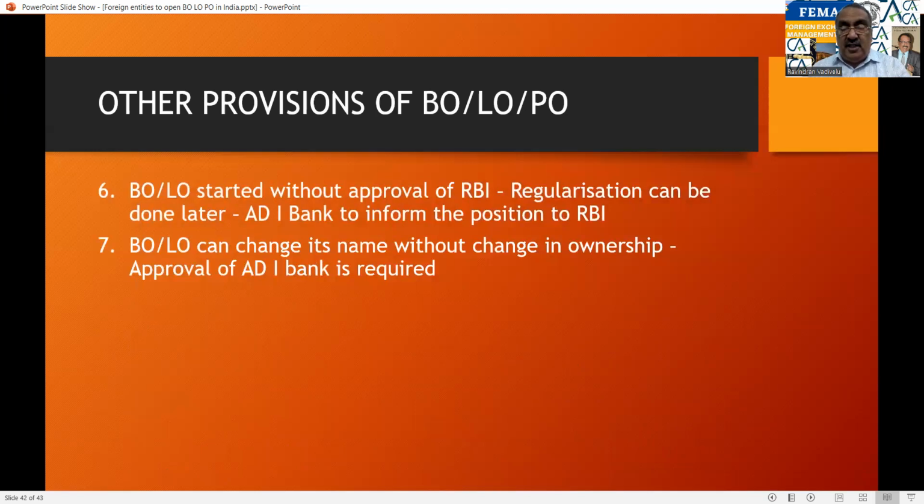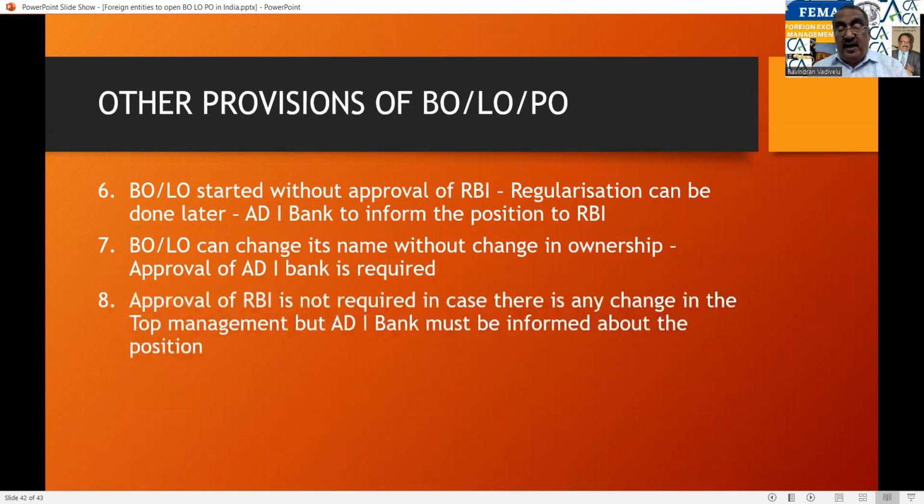And if they want to change the name, yes, it is permitted, but ownership should not be changed. For change of name, the permission or approval of the authorized dealer, AD category 1 bank, is required. RBI approval is not required in case there is any change in the top management, but the authorized dealer must be informed, because if there is any change in the management, RBI approval is not required, but the authorized dealer bank has to be informed by the foreign entity.